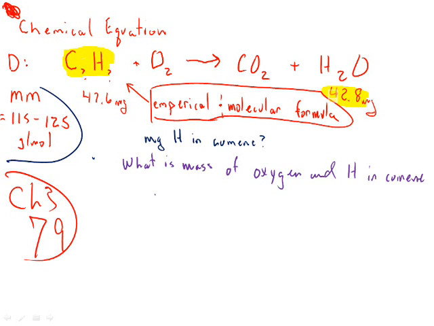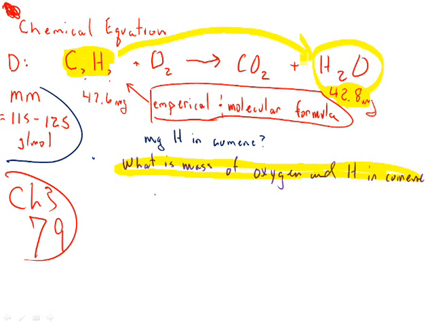So the real key for being able to solve this problem is knowing what the mass of carbon and hydrogen are in the hydrocarbon cumene. Well, we can figure out the mass of hydrogen in the water. And if we can tell the mass of hydrogen in the water, we know that its mass all came from the cumene. That's the only place in this equation we have hydrogen. So once we know the hydrogen in the cumene, we can also calculate the carbon in the cumene.